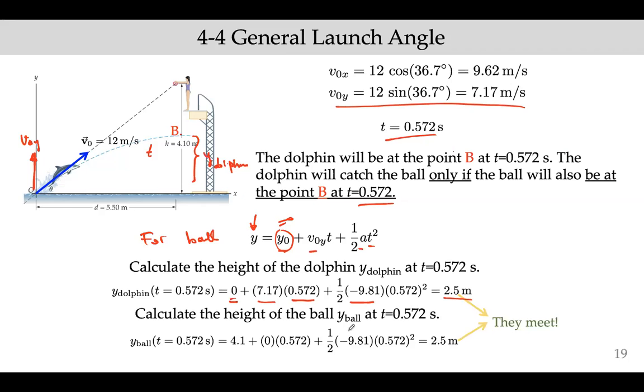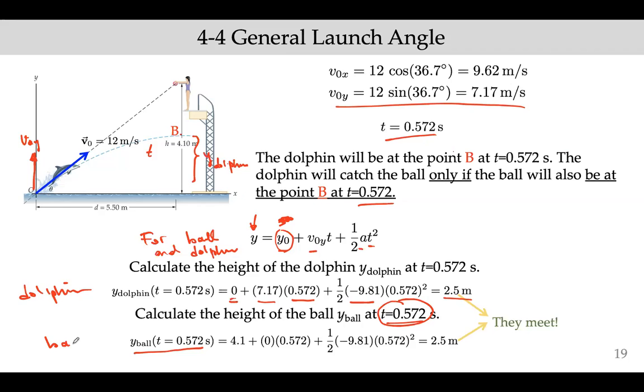Okay, let's calculate the height of the ball at the same time. If the height of the ball is the same, which is 2.5, then we can say that for this time, they will be at the same height. That means they will meet at point B. So for the ball, now what is the initial? Now it's not 0 anymore. So this formula is actually for the ball and for the dolphin, for both. So here we do dolphin.